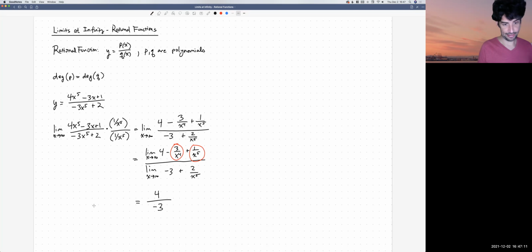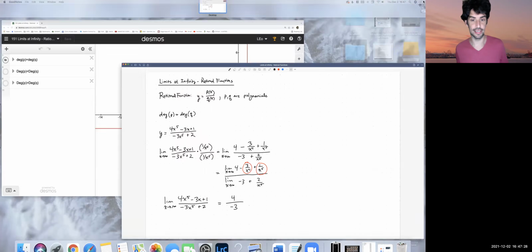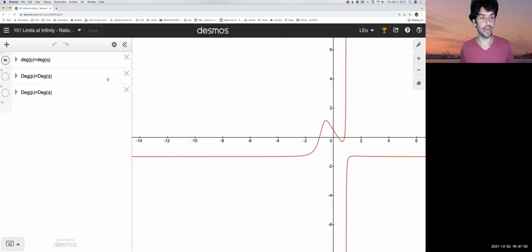And so the limit as x goes to infinity of 4x to the fifth minus 3x plus 1 over negative 3x to the fifth plus 2 is equal to negative 4/3. Okay, let's take a quick look at a graph.